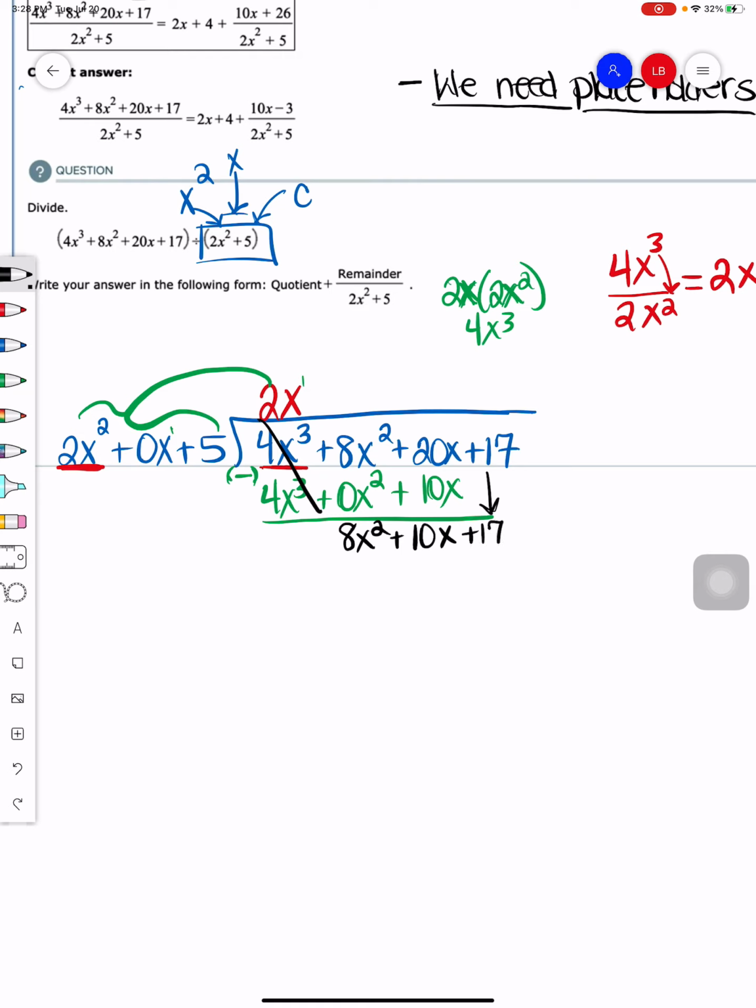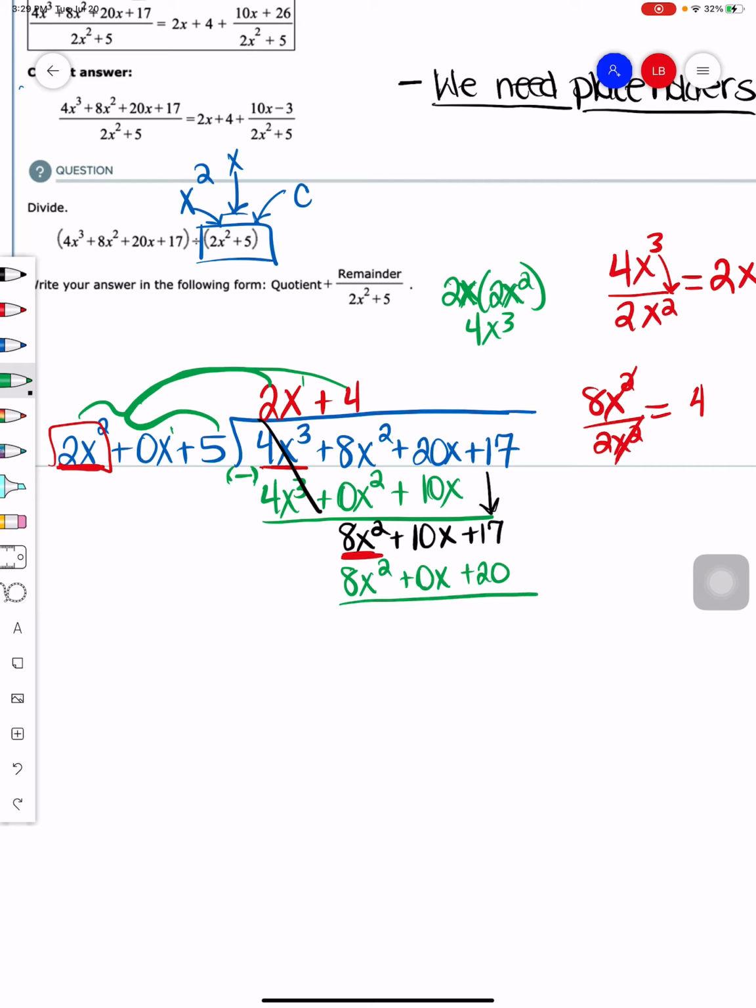Okay. So what happens next? Well, now I'm going to look at this first term here, and I'm going to divide it by this first term again. So if you have trouble, come over to the side and divide it again if you need to. And as you can see, the x squares will simplify. 8 divided by 2 is going to leave you with 4. This is going to be plus 4. And again, we are going to multiply like we did in our first step. 4 times 2x squared is going to give us that 8x squared. 4 times 0x is going to give you 0x. 4 times 5 is going to give you a positive 20.